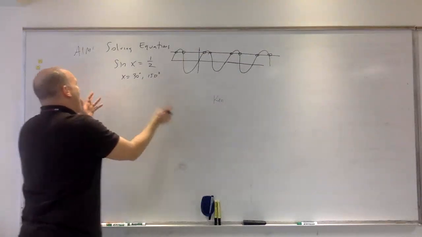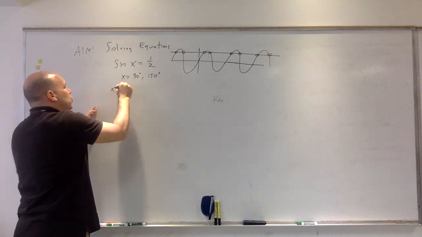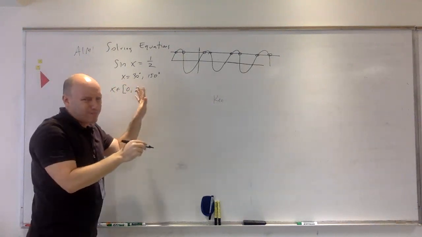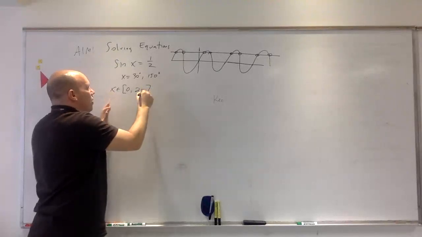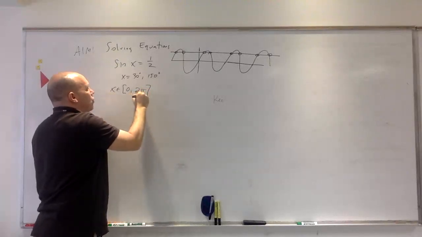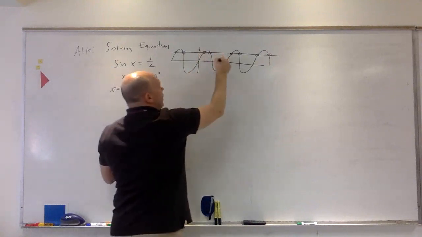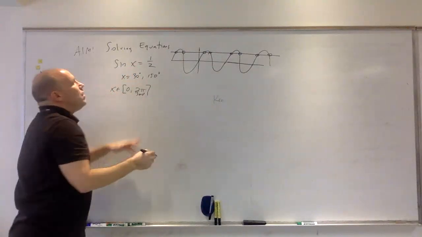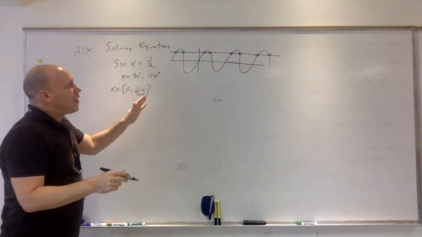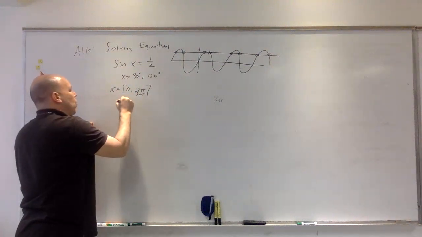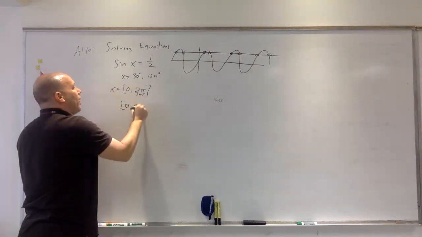So let's say that they say x is between 0 and 2 pi, 360. You'd say, okay, first of all, I turn everything into degrees. You know what? It's 30 and 150. That's good. If anything, they might do from 0 to 4 pi.